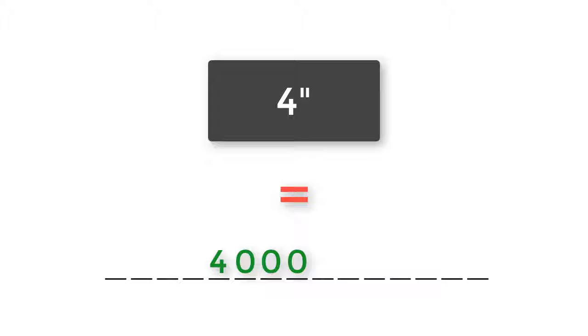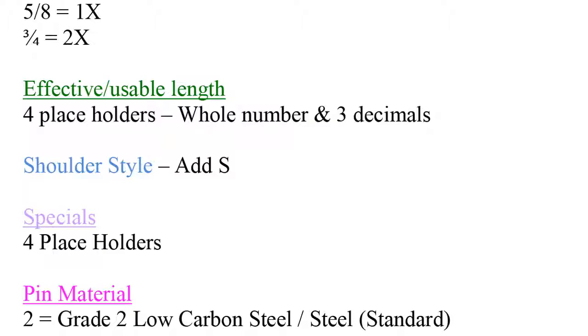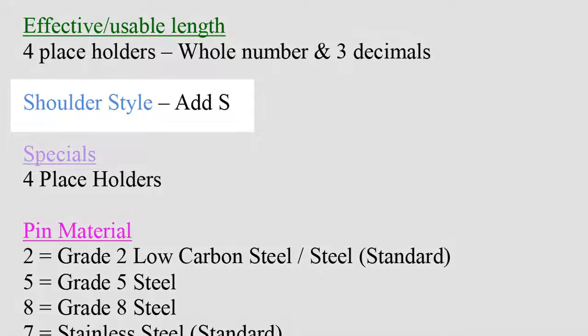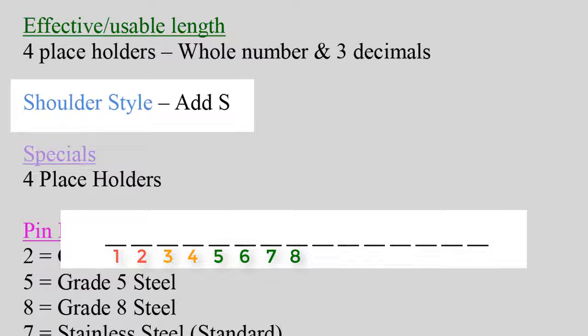If a pin is 4 inches in grip length, you would see 4,000 here. If a pin is 2.5 inches in grip length, you would see 2,500 here. Next we move on to the blue section called shoulder style. There is 1 space allocated to this attribute. If the pin has a shoulder, add an S in space number 9 of the part code.